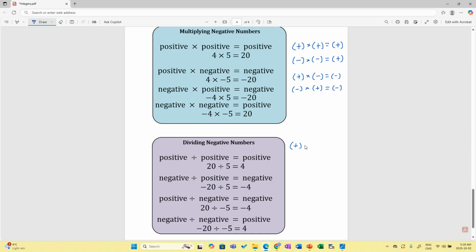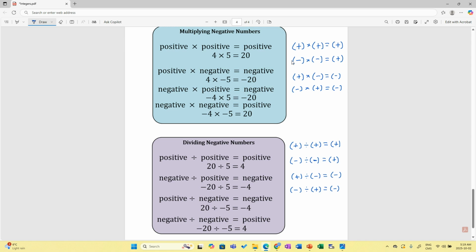A positive divided by a positive gets a positive. A negative number divided by a negative number will get you a positive number. A positive number divided by a negative number will get you a negative number. And then a negative number divided by a positive number gets you a negative number.